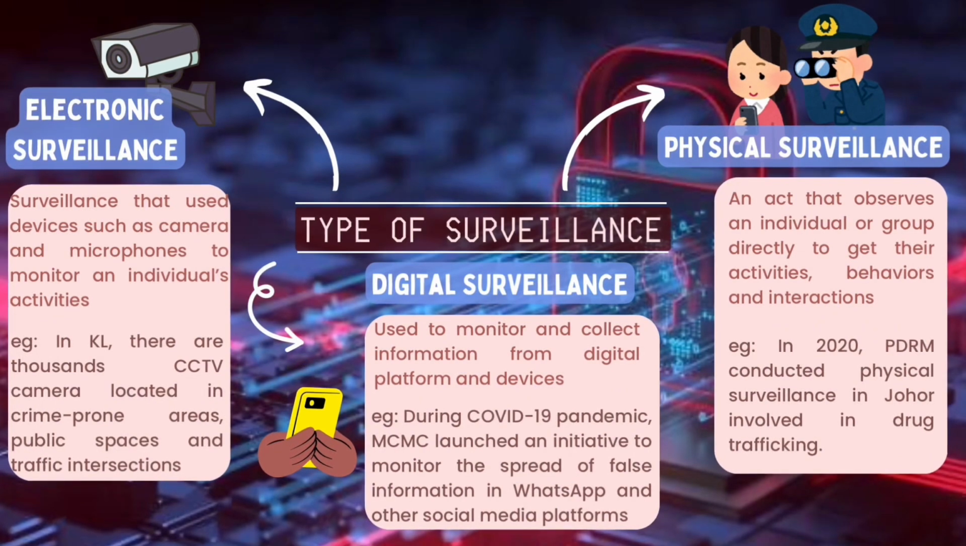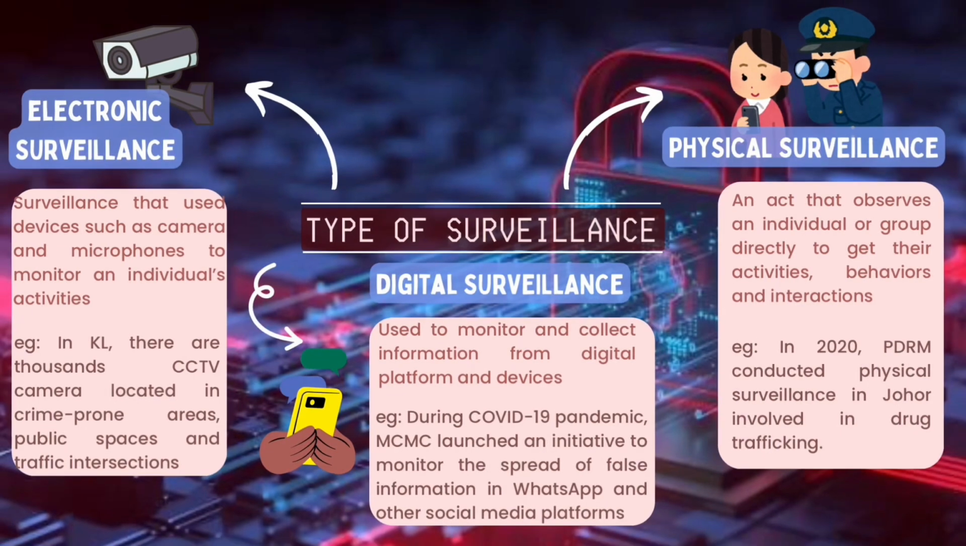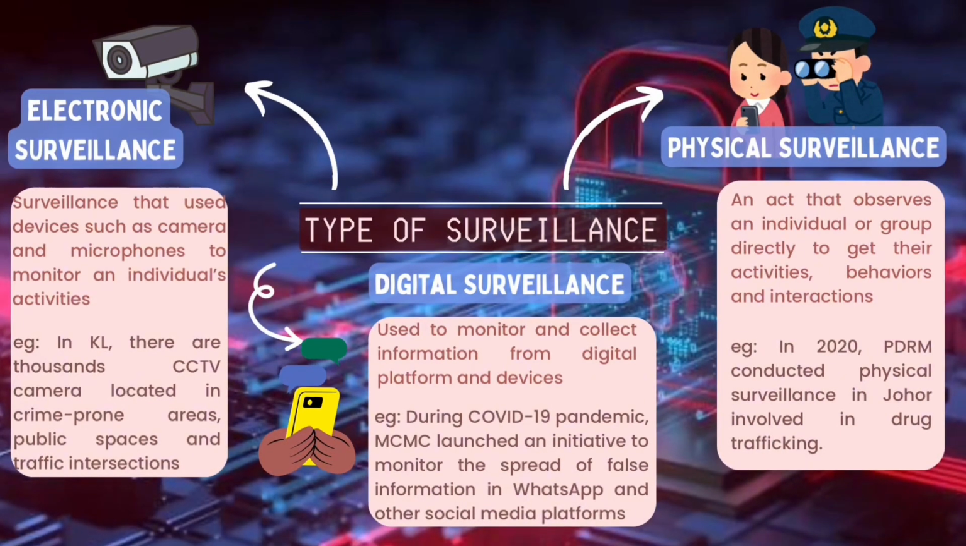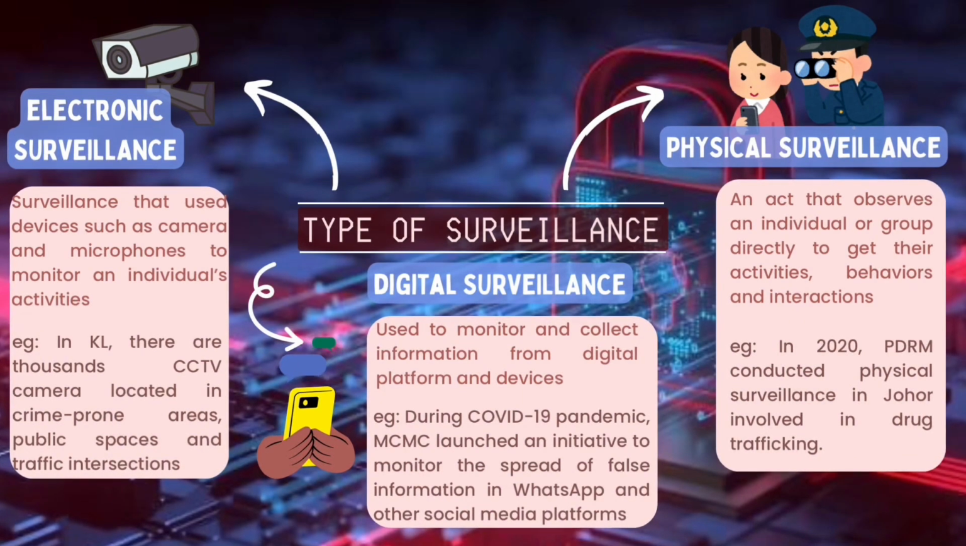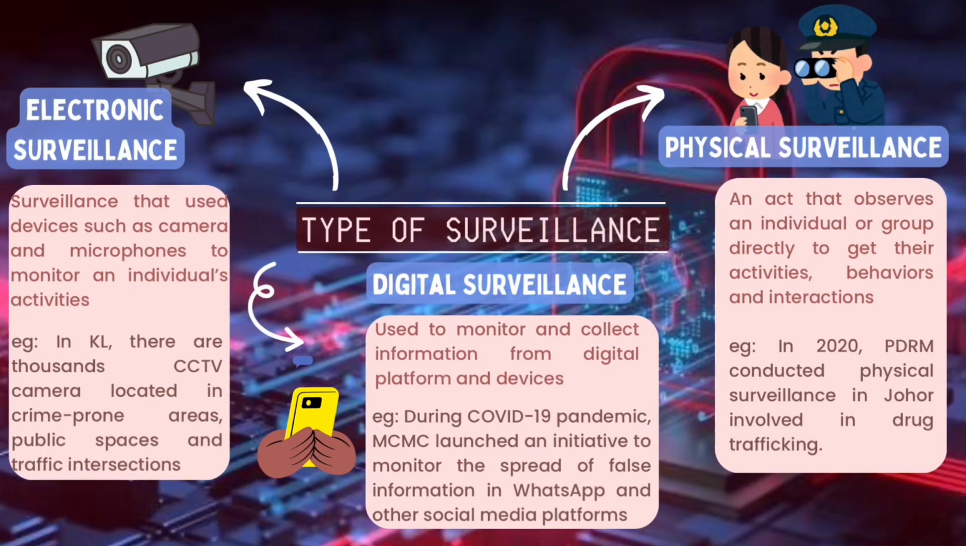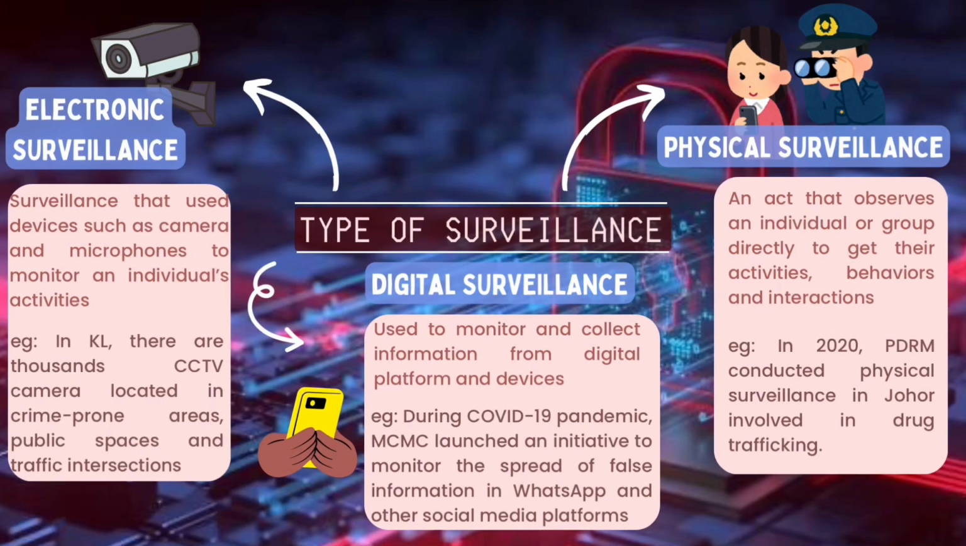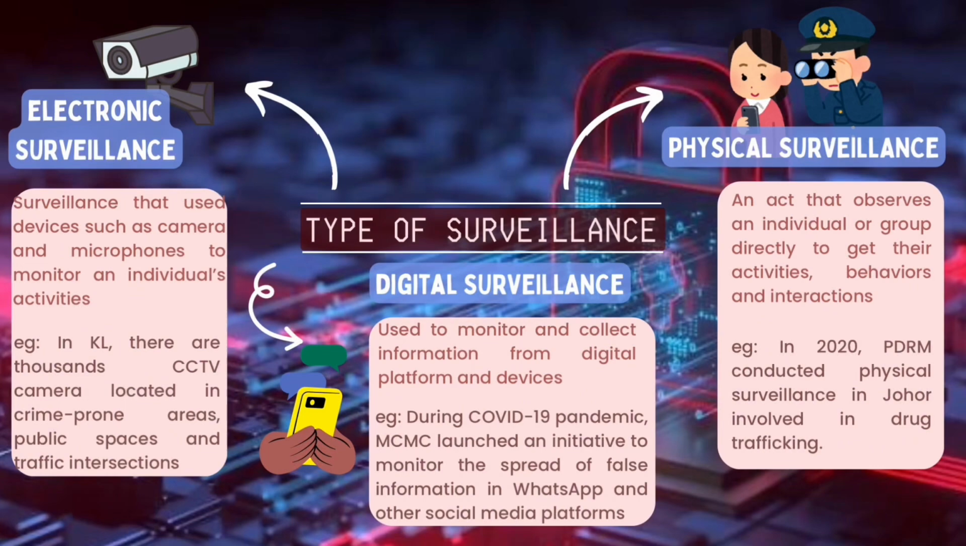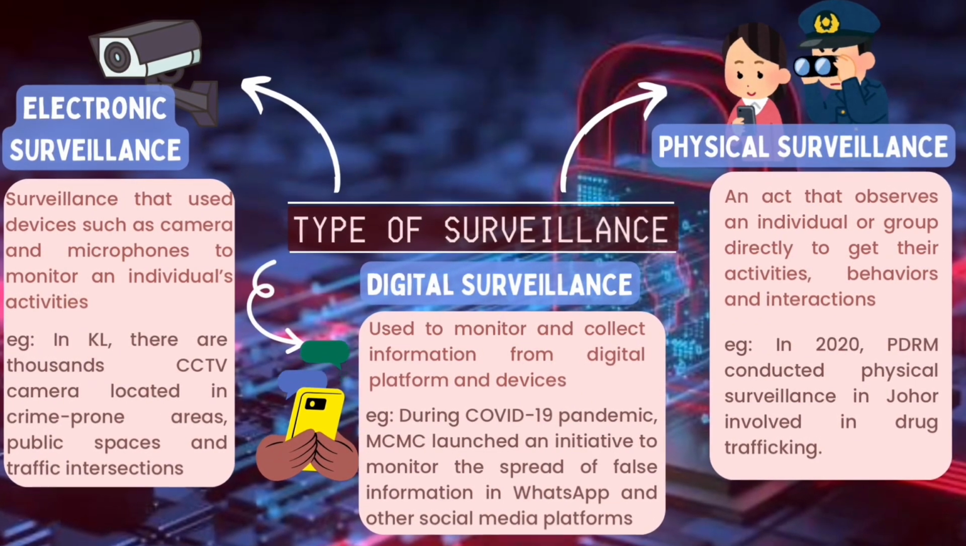The most common electronic surveillance is the closed-circuit television (CCTV) that was used in public spaces and private properties for real-time monitoring and recording. In Kuala Lumpur, it was occupied with thousands of CCTV cameras as part of the Safe City initiative. These cameras were located to monitor crime-prone areas, public spaces, and traffic intersections. Nowadays, the government has improved the CCTV cameras with facial recognition capability to enhance public safety and crime detection.